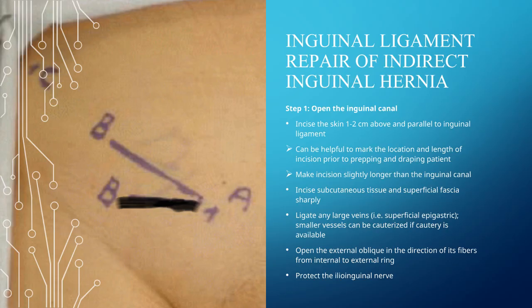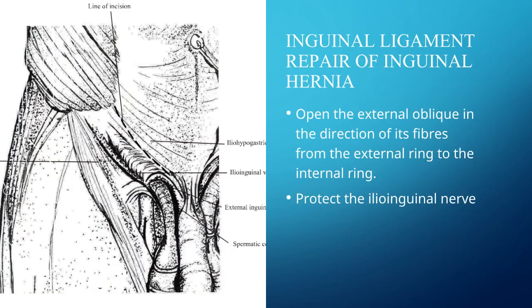Key maneuver. Once the skin and subcutaneous tissue are opened, identify the white fibers of the external oblique aponeurosis. After you have identified the external oblique, it should be incised in the direction of its fibers from the external ring towards the internal ring. As you open this layer, the first structure you must identify and protect is the ilioinguinal nerve, which often lies just beneath the external oblique. Failure to protect this nerve is a leading cause of chronic postoperative groin pain.